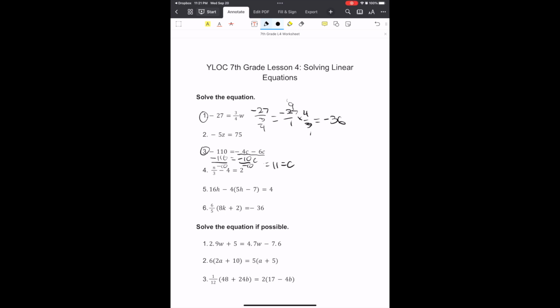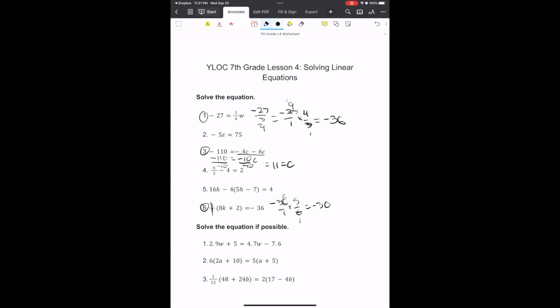And then let's do, what should we do? Let's do number 6. So number 6 is a combination of the previous two problems that we have done. So first, you're going to want to multiply both sides by the reciprocal of 6/5, or divide by 6/5. So 6/5 times 5/6, that just cancels out. And negative 36 over 1 times 5/6, this cancels out, is equal to negative 30.